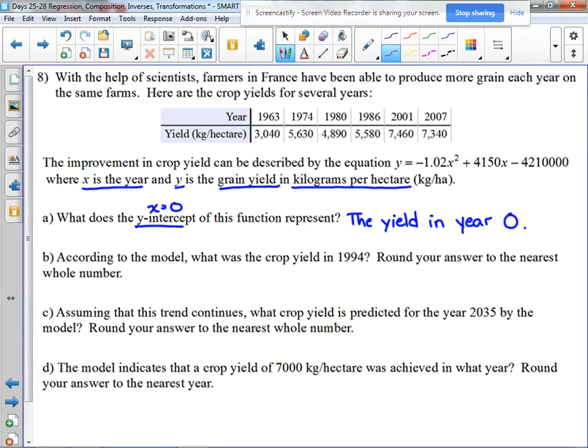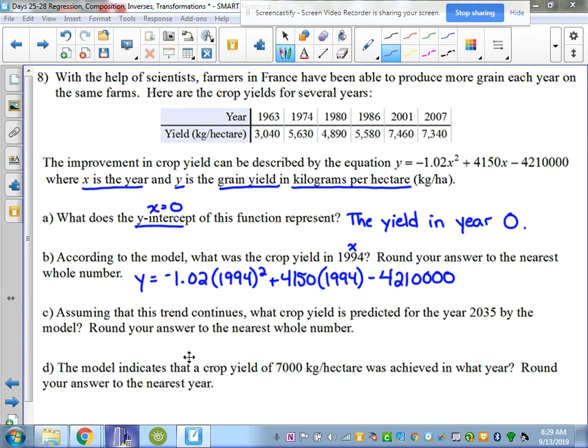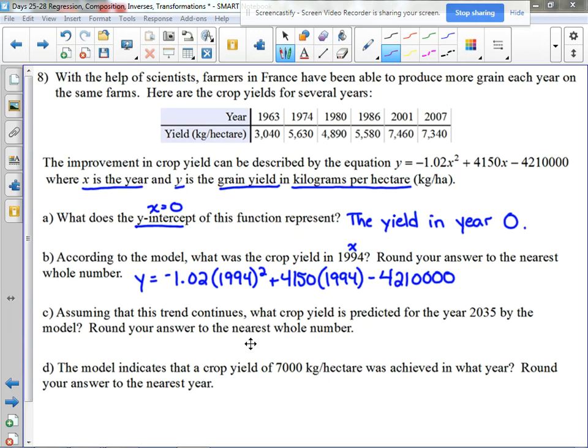Okay, so according to the model, what was the crop yield in 1994? That's a year, so that's an x value, so we need to plug that into the equation, and it says to round to the nearest whole number. So we're going to plug 1994. I'm just writing it down so that when you look back at your notes, you know where that number came from that we're about to get from the calculator. It's not very helpful when you just have numbers that appear, right? It's helpful to see where they came from.